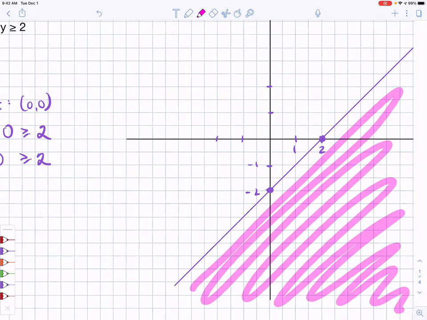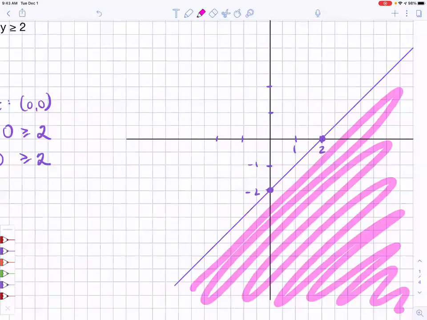So if (0, 0), or whatever your test point is, tells the truth, then your test point gets to go to the shading party. But if your test point tells a lie, the consequence is it cannot go to the shading party. It's on the other side of the figure. Okay, and I keep saying figure because we're not always going to graph lines. There are a lot of other things that we already know how to graph.